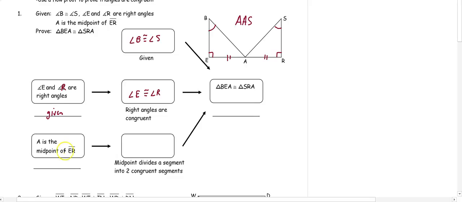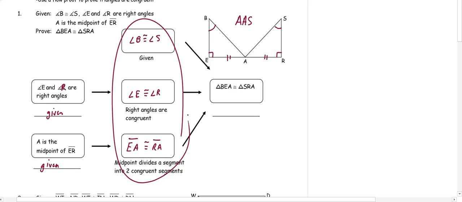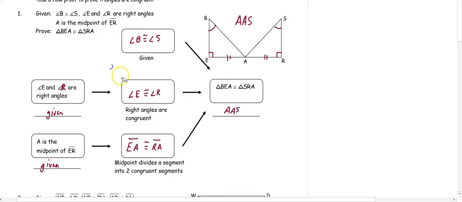Then we also have that A is the midpoint of ER, which was given to us, and we can go one step further with that information to say that EA is congruent to RA, because a midpoint bisects a segment into two congruent parts. Now we have our three pieces of information that we would use to prove the triangles are congruent. So they all lead to the last box, which is our proof statement that says the triangles are congruent, and the method we used was angle, angle, side.